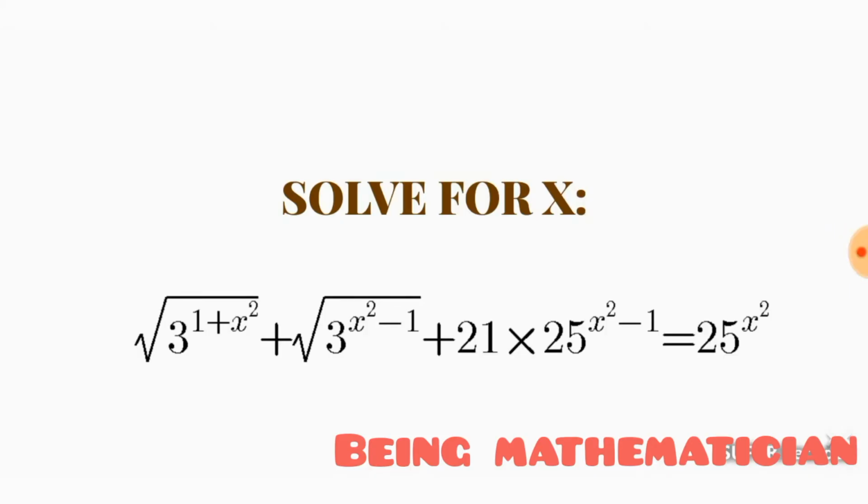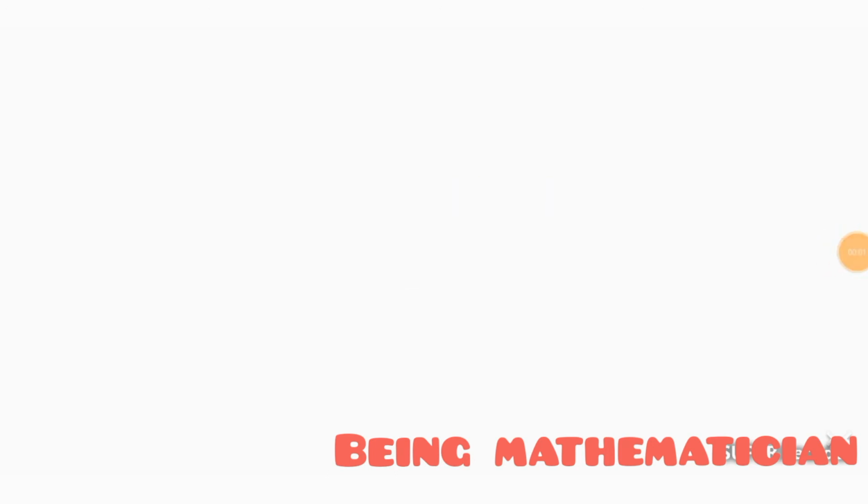This problem is from the chapter exponent. The problem is solve for x: square root of 3 to the power 1 plus x square, plus square root of 3 to the power x square minus 1, plus 21 into 25 to the power x square minus 1 equal to 25 to the power x square. Let's begin the solution of the problem.